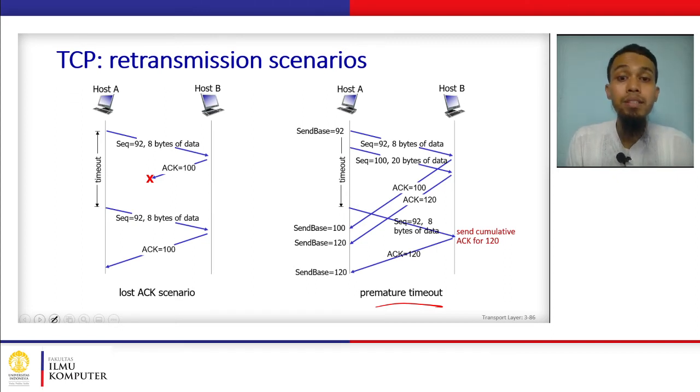Now since host B already received both segments, it can just send acknowledgement number 120. The acknowledgement number of host B is not 100 but 120. Why? Because host B already has the first segment and the second segment, and the next expected sequence number by host B is 120. So this is called the cumulative ACK.